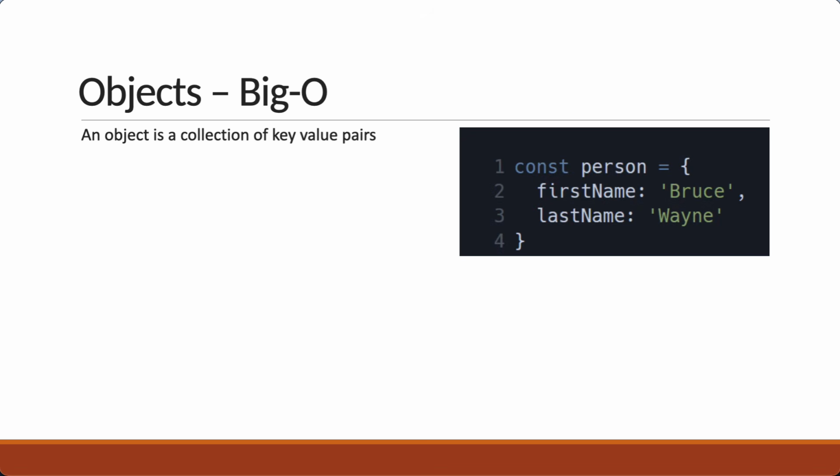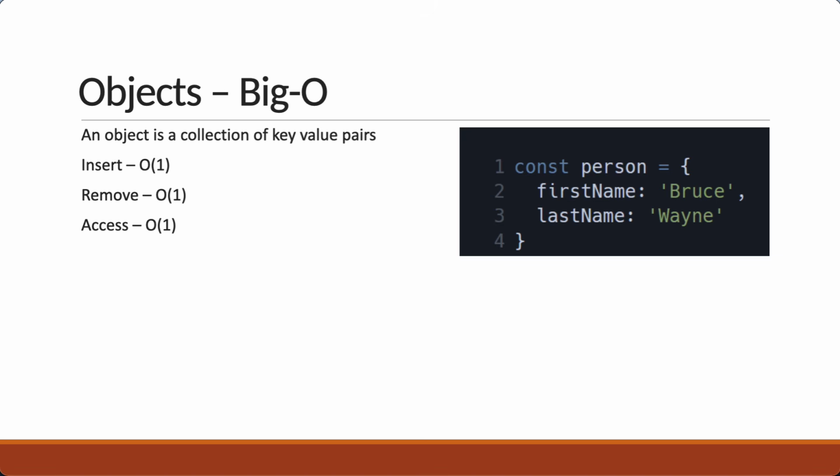If you want to insert or remove a new property, the time complexity is constant. No matter how many properties exist in an object, it takes the same amount of time to insert or remove a property. If you want to access a value given a key, the time complexity is once again constant. In our example on the right-hand side, accessing person.firstname does not depend on other properties present in the object.